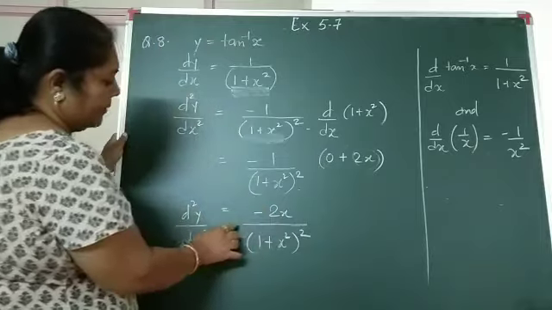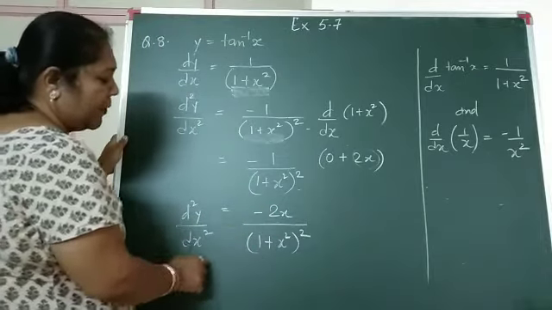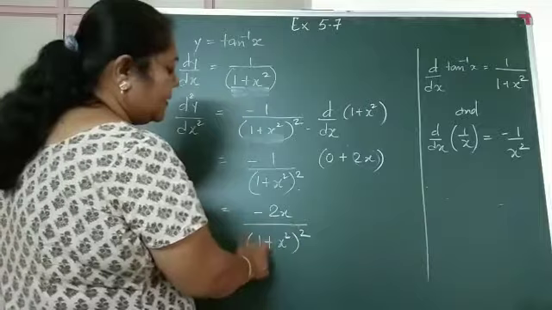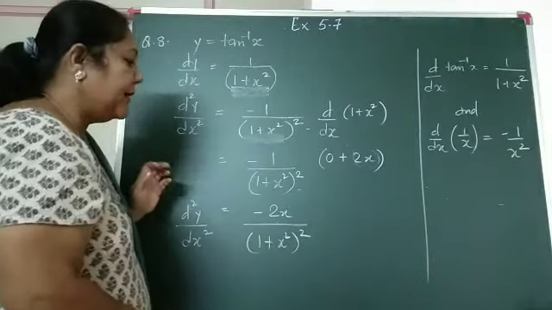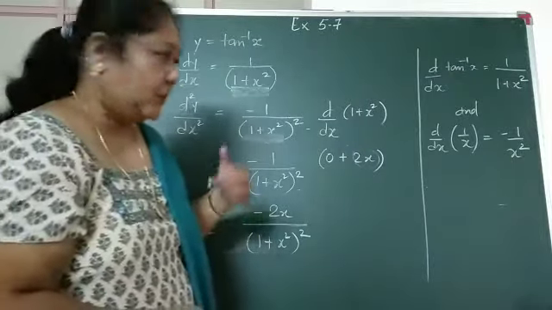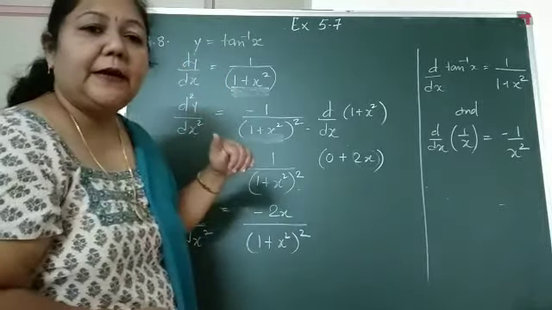So finally I have my answer. d square y upon dx square is minus 2x upon (1 plus x square) whole square. This was my question number 8.